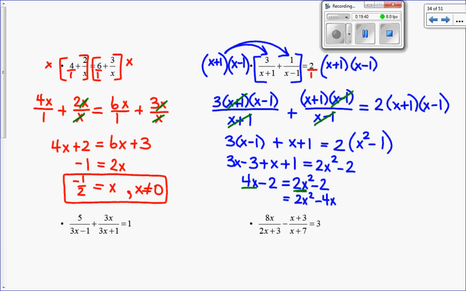And then I'm going to add 2 to this side, and that will give me nothing. So I will have 2x squared minus 4x equals 0.